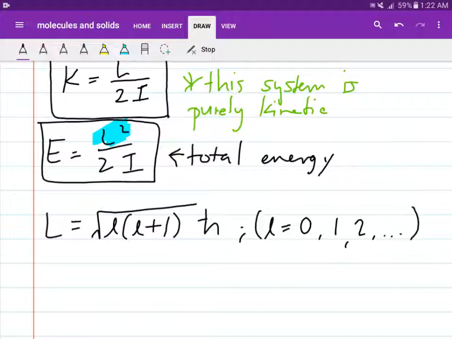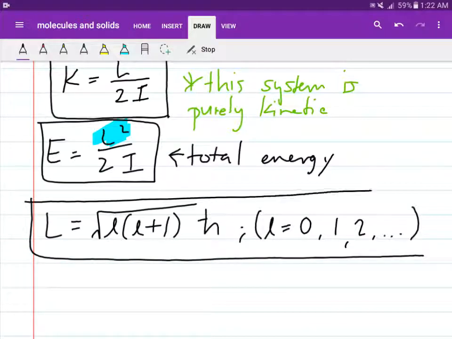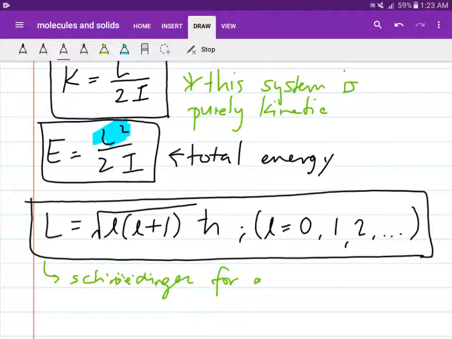Surprisingly enough, this formula is also obtained if you solve the Schrödinger equation for a rigid body rotation. We will not attempt to solve the Schrödinger equation for a rigid body rotation, but suffice it to say that this is the same quantized angular momentum for the rotating two-atom system, or the rotating molecule.